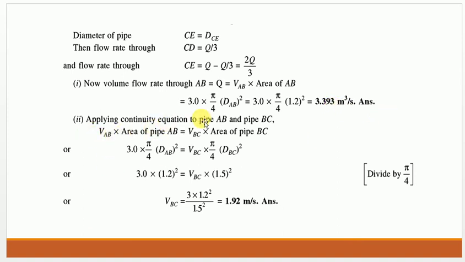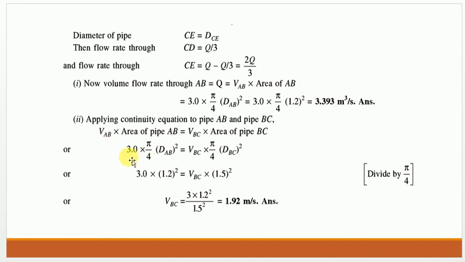So applying the continuity equation, we know that the mass of fluid that enters AB will be equal to the mass of fluid that enters BC. So discharge in AB will be equal to discharge in BC. So velocity into area in pipe AB will be equal to velocity into area of pipe BC.